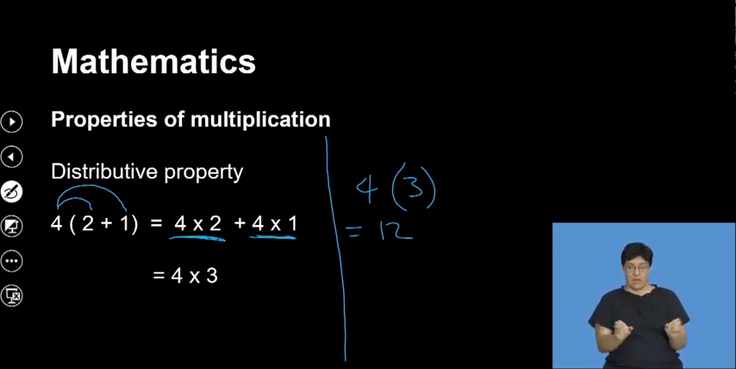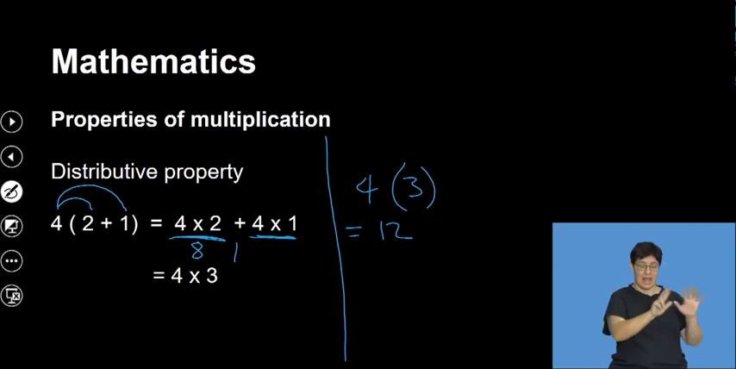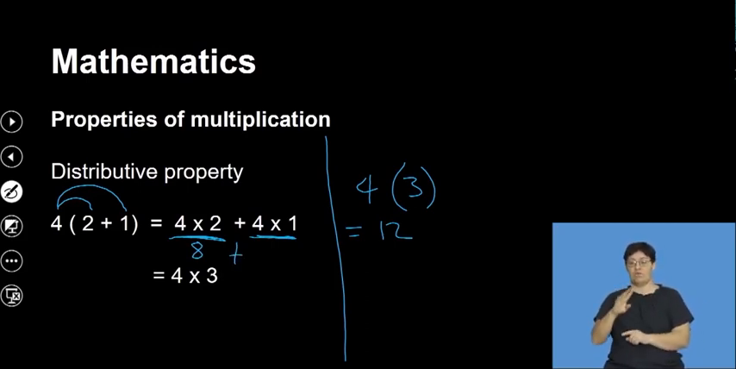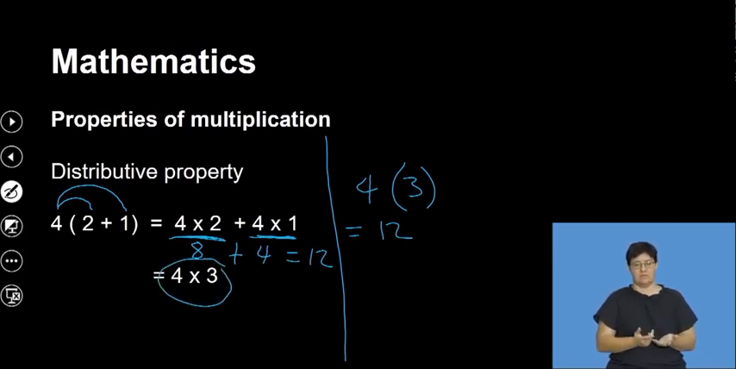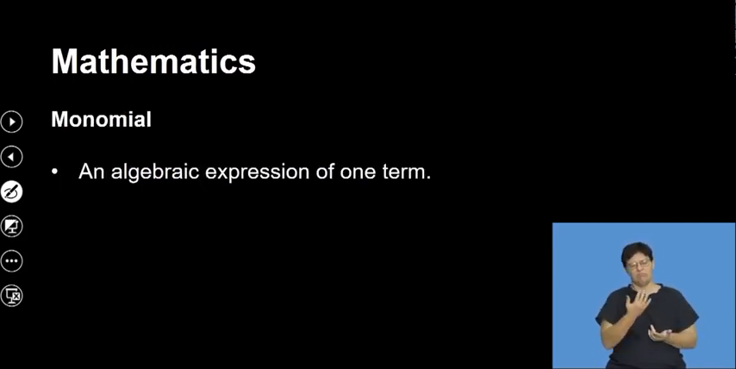4 multiplied by 2 is 8, plus 4 multiplied by 1 is 4, which will then give me 12. So at the end of the day, this is the same as the associative property that we spoke about, where you are just multiplying the terms.